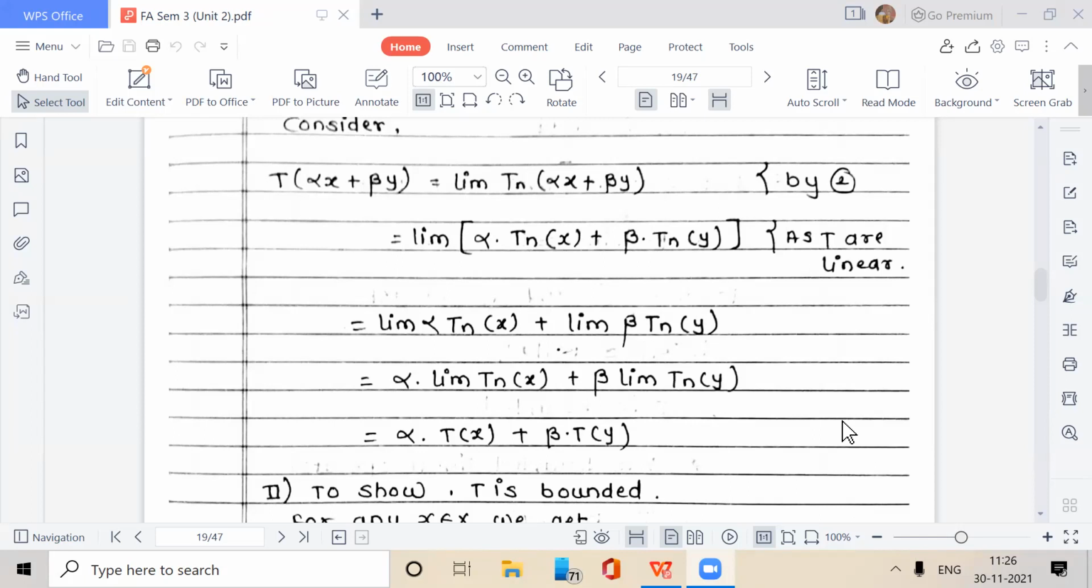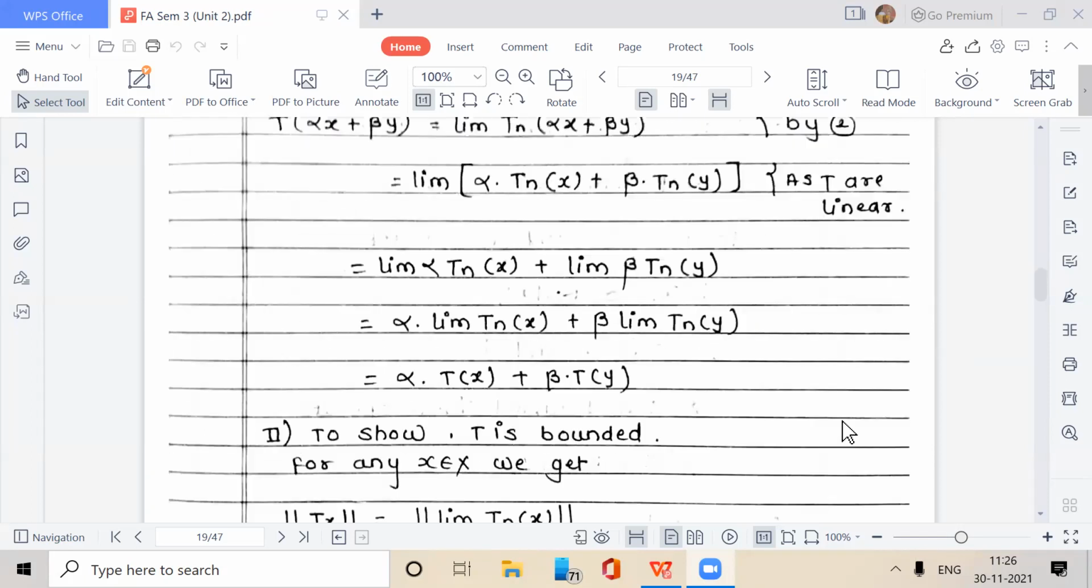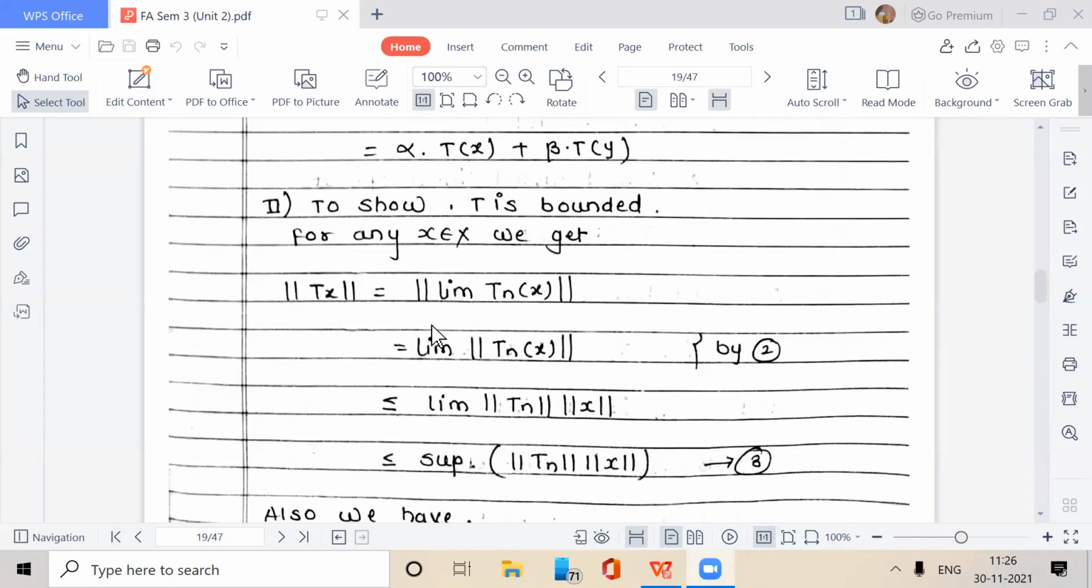Now we show T is bounded. When you read this theorem, you will get all things cleared. To show that T is bounded, we have to show that norm of Tx is less than or equal to some constant C into norm of x. For any x belonging to capital X, we get norm of Tx is equal to norm of limit n tends to infinity Tn of x, which is equal to limit of norm of Tn of x. The limit can come out of the norm. This is less than or equal to limit n tends to infinity norm of Tn into norm of x.